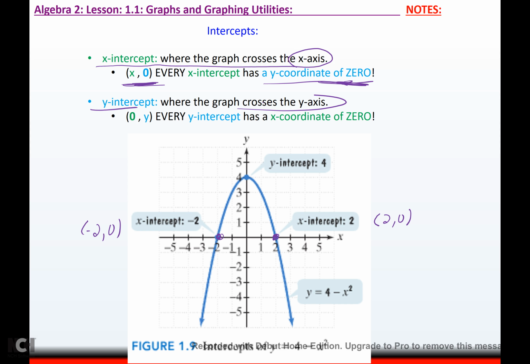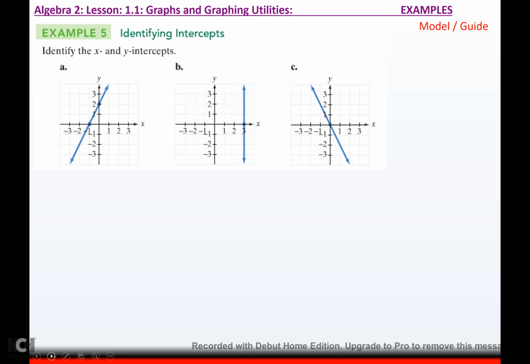Y-intercept is where the graph crosses the y-axis. There's my y-intercept, and I promise every y-intercept as an ordered pair has to have an x-coordinate of 0. Okay, so it says identify the x and the y-intercepts, where here's his x-intercept, which would be negative 1. The y-intercept would be right here, positive 2.